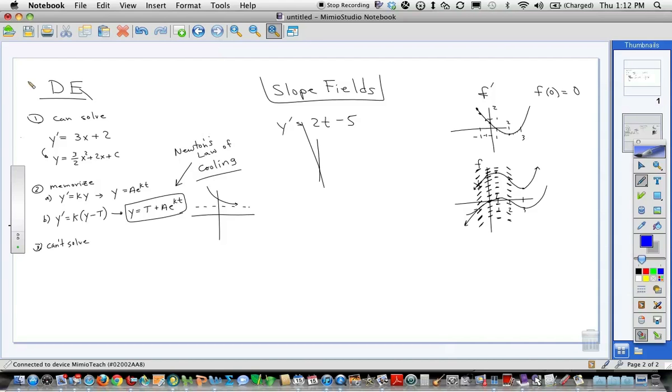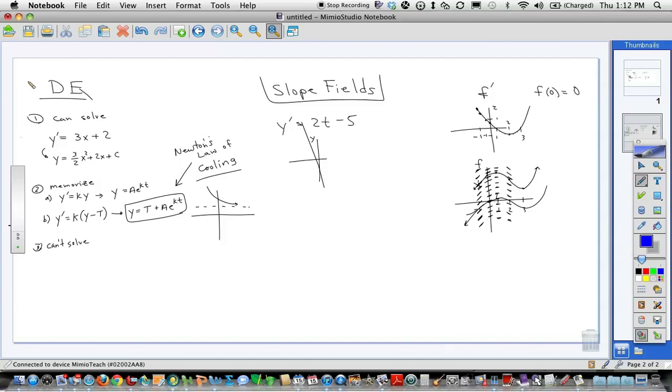Okay? So we want to draw our slope field. So this would be labeled y right here. Okay? So we're going to just plug some numbers in. It's kind of like back in algebra class when you used to just plot points to draw a graph. This time we're plotting slopes instead of plotting points.